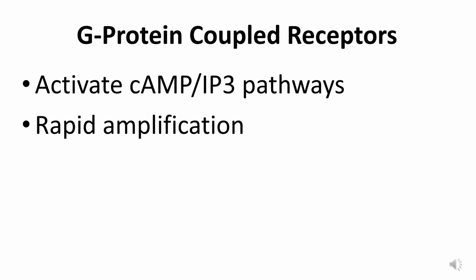One major advantage of GPCR signaling is rapid amplification. A single hormone molecule can activate many G proteins at once. Those G proteins activate many enzymes, and those enzymes produce huge numbers of second messengers. This creates a very strong cellular response from a tiny signal. It is an efficient communication system.